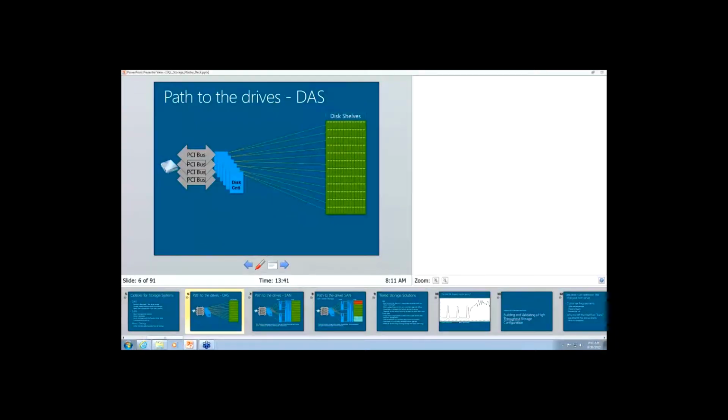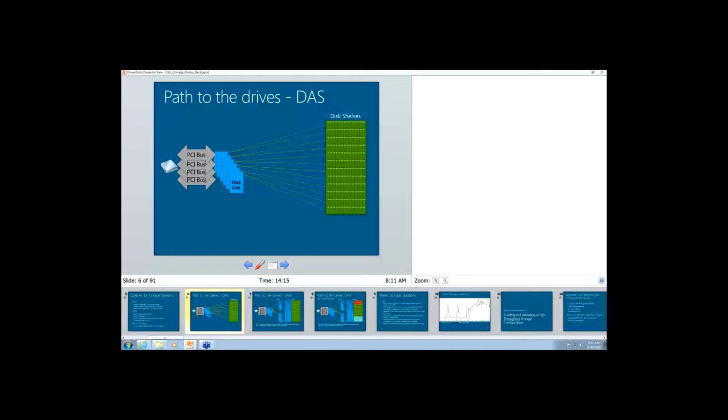So let's take a look at just visually what's the path between the drives and the processor. For direct attached, again, it's a very simple path. You've got your CPU, your processor, and memory attached to one or more PCI buses. In a good-sized server, that's typically going to be many PCI buses. And then you have a number of disk controllers. Most database systems would be a SAS controller, serial attached SCSI.